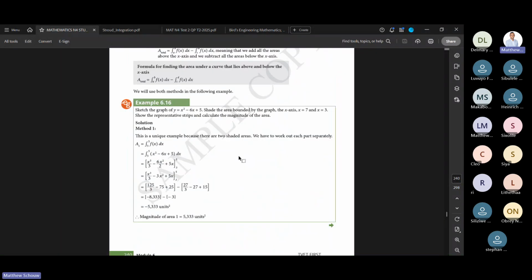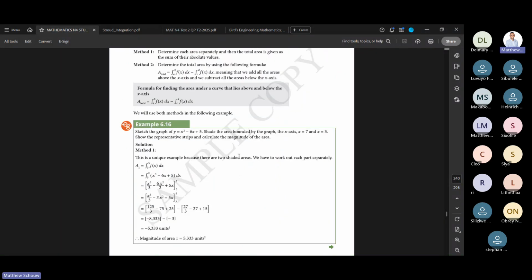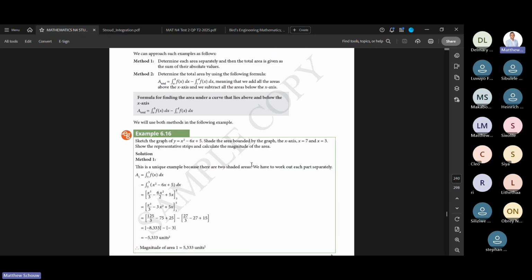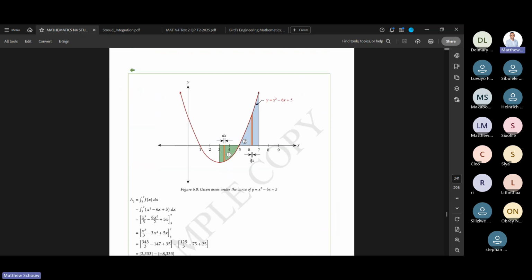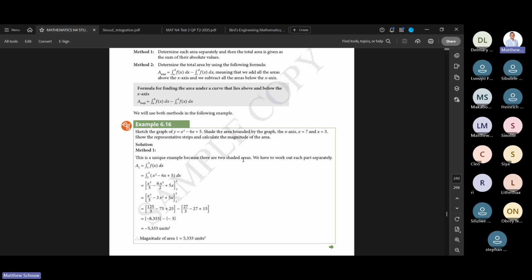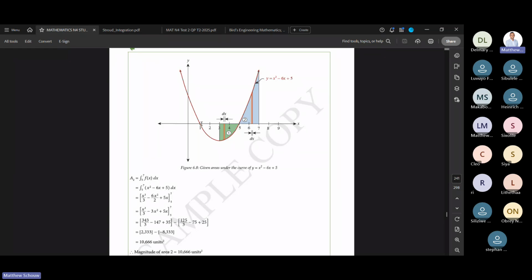So just to tell you about this part here, this is finding areas above and below an axis. Case in point, something like this. If you understand the concept of integration, the question will read: they have a graph, shade the area bounded by the graph and the x-axis, show the representative strips and calculate the magnitude of the area. What they basically want is an area from there to there and from there to there.